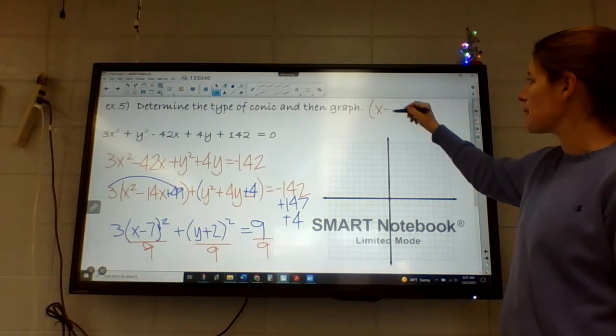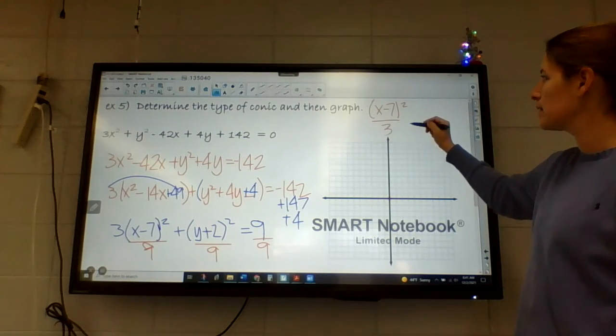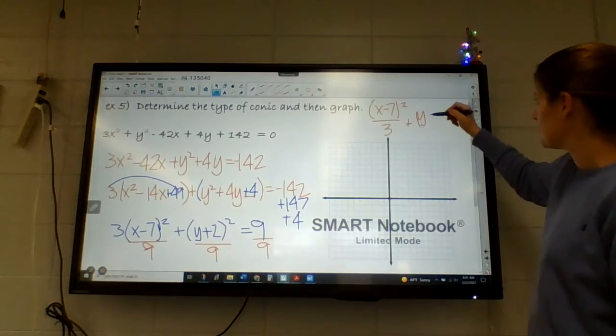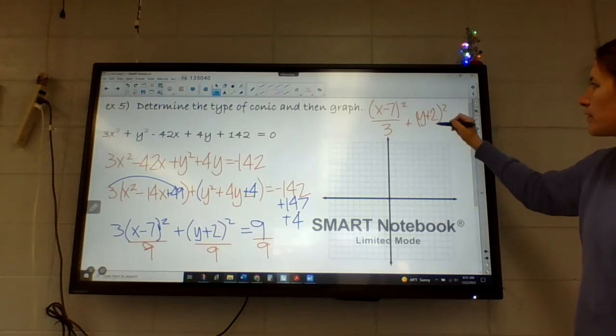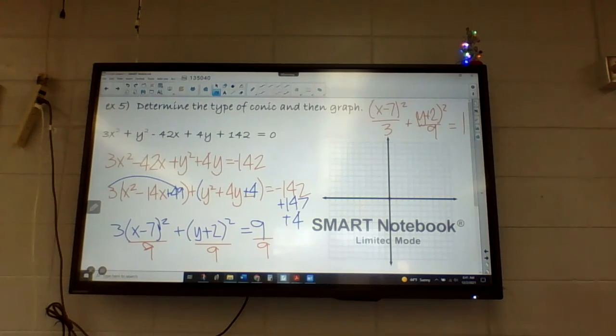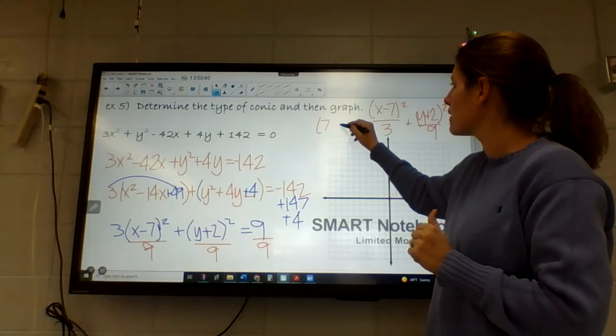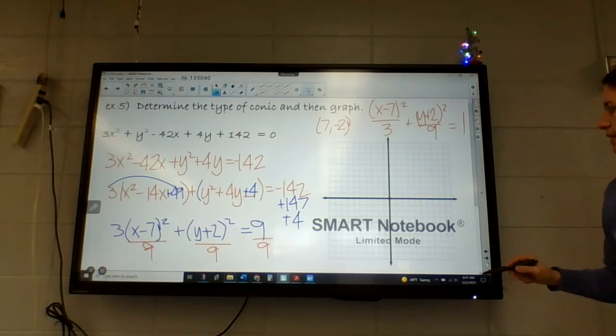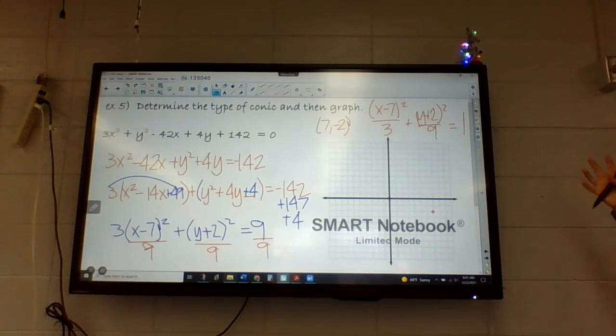So, x minus 7 squared over 3. That should be a y. Plus 2 squared over 9, and that'll equal 1. So our center, 7, -2. And then I like just using what I know about ellipses to go out each direction.